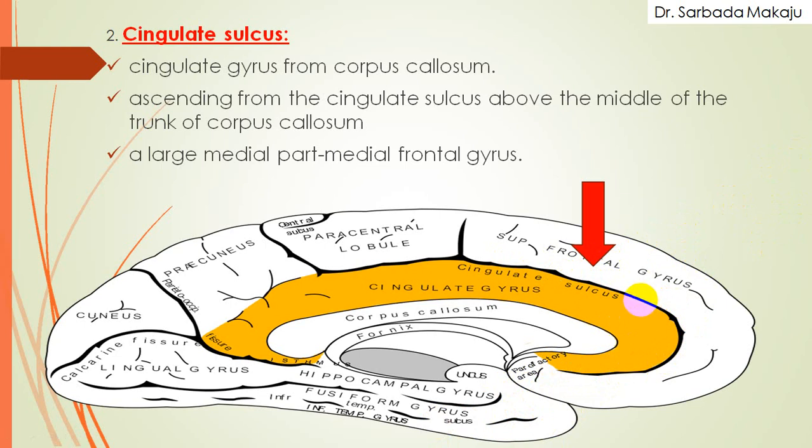and it runs along from the ascending area, and then what will happen is that in the middle part of the corpus callosum, this cingulate sulcus moves upwards and divides this area into two gyri. This portion is known as the medial frontal gyrus, and this portion is known as the paracentral lobule.